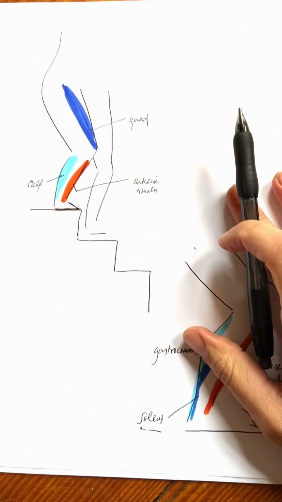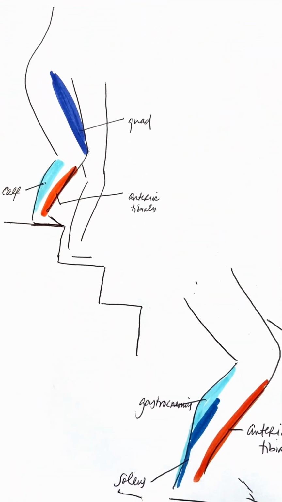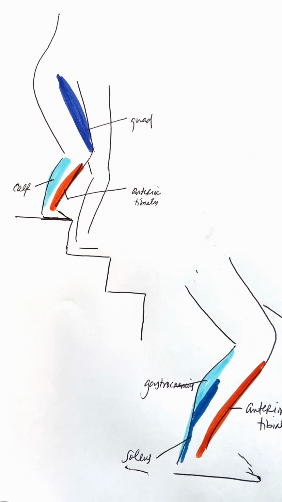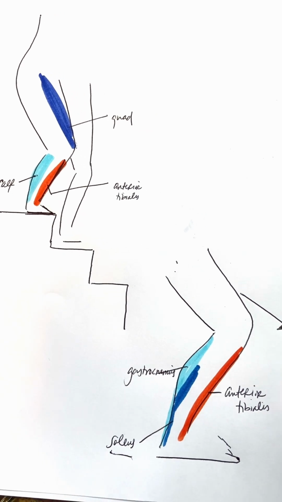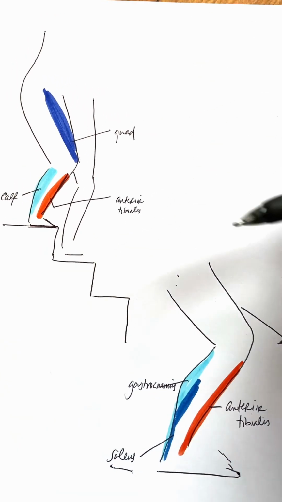Now, this isn't the only reason someone can have knee pain with going downstairs or going downhill. We're going to be talking about more of those this week, but this is one of the most common causes.